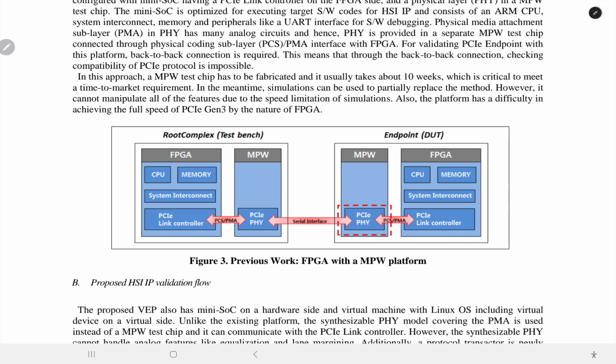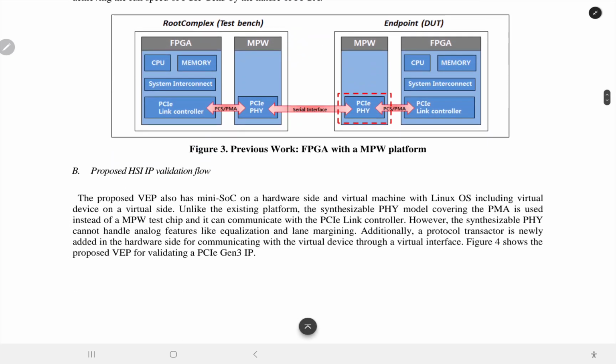In the meantime, simulations can be used to partially replace the method. However, it cannot exercise all of the features due to the speed limitation of a simulation. Also, the platform has difficulty in achieving the full speed of PCIe Gen3 by the nature of FPGA. Figure 3: previous work, FPGA with the MPW platform. B. Proposed HSI IP validation flow.